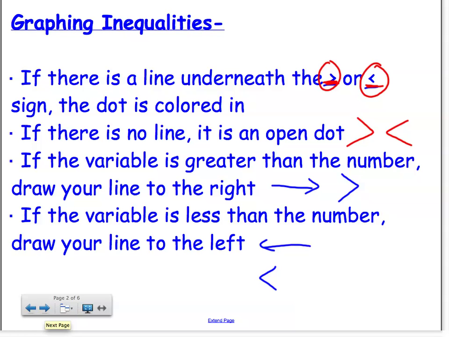If the variable is greater than the number, draw your line to the right, all right? Also notice that this arrow right here matches what your sign would look like if you're going to draw an arrow to the right. Same goes for if you're going to draw an arrow to your left. So if you can match up your sign to look like an arrow, you know which way your arrow will always go. If you have any questions on this, it's very important. It's worth a lot of points on your test, so please see me about it.